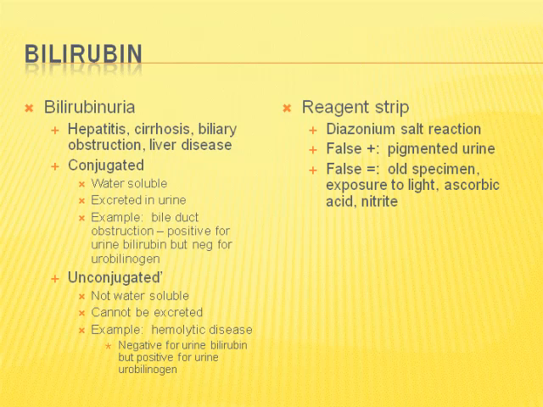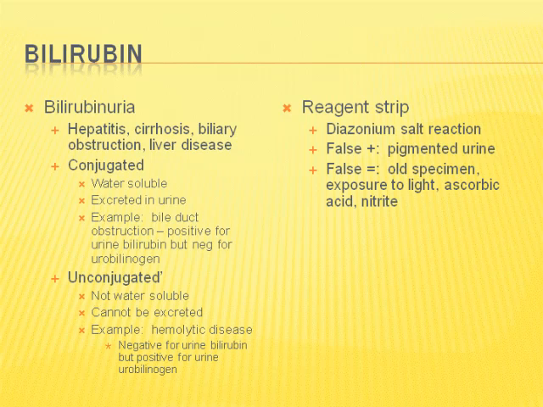So this can give the physician really good clues as to what may be going on with the patient if they don't already have other clues. Conjugated bilirubin would be found in the urine because it can be excreted, and an example of this would be perhaps a bile obstruction, which would be positive for bilirubin but negative for urobilinogen.